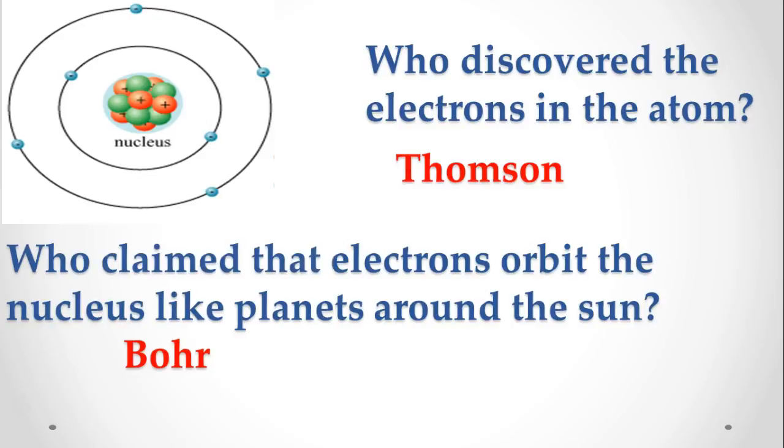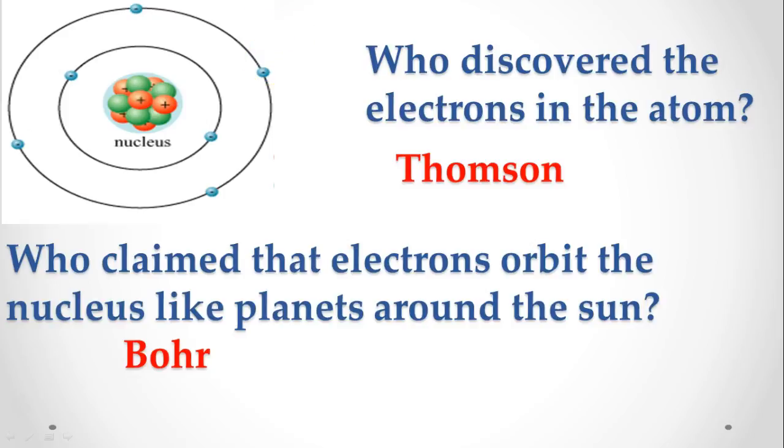And then this one we didn't focus as much on, but you should have seen this. The scientist who claimed that electrons orbit the nucleus like planets around the sun is actually Bohr. So the Bohr model is a lot more like what we commonly see of the atom. This is what we're looking at over here, where these electrons are circling around the atom in certain orbits. So that was Bohr who said that.